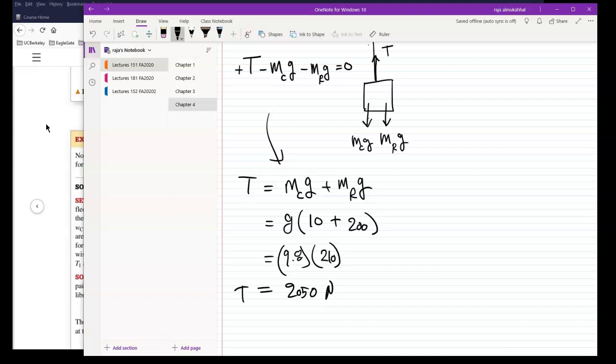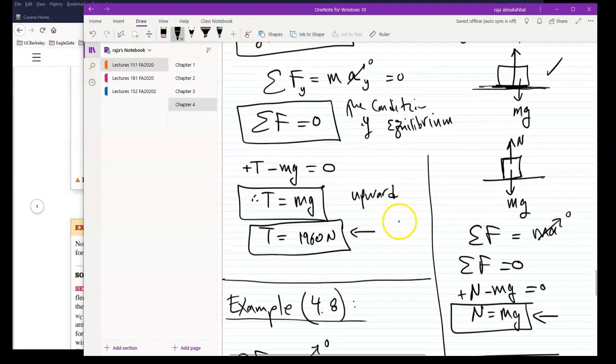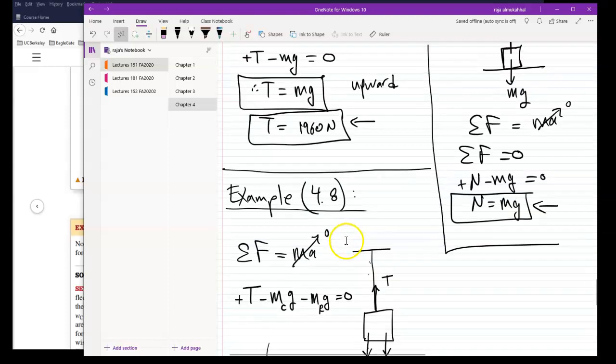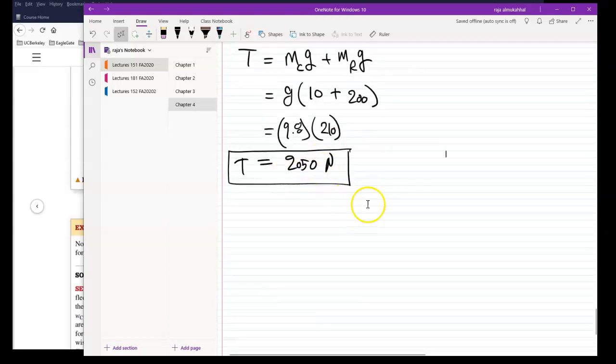And there we go. Since we are considering the weight, or the mass, of the chain, the tension will be a little bit higher. It was 1960, and now it is 2050 because we are considering the weight of the chain. Okay, good. That's basically it. I'm done with this chapter. The chapter is a little bit short, so let's do some problems here.